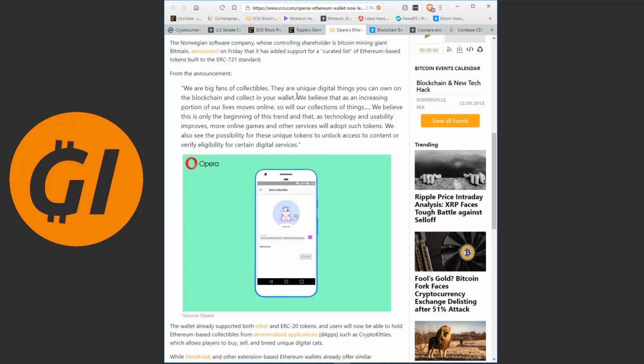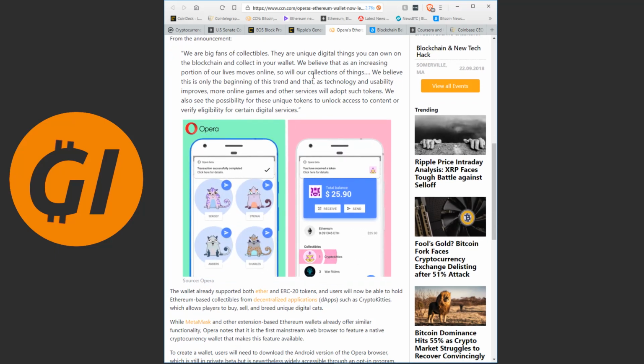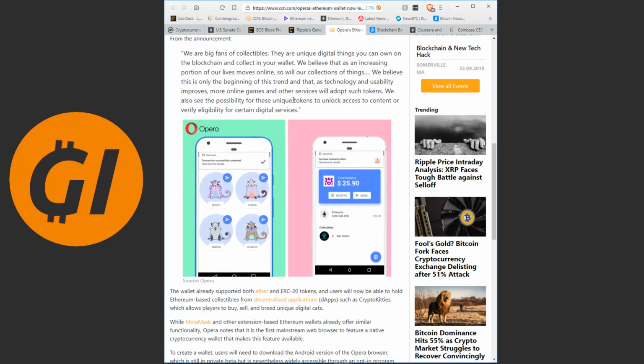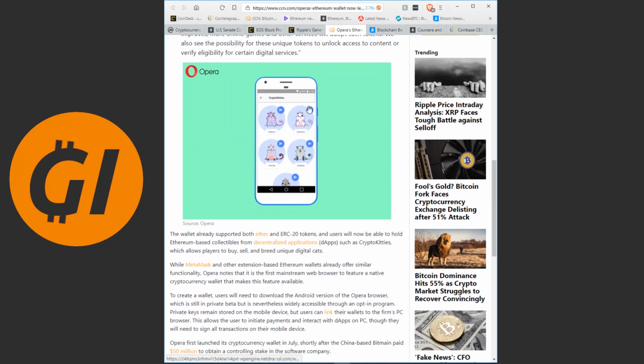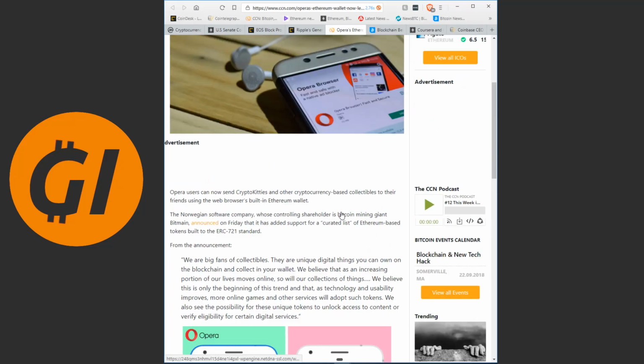Their announcement: "We are big fans of collectibles. They are unique digital things you can own on the blockchain and collect in your wallet. We believe that as an increasing portion of our lives moves online, so will our collections of things. We believe this is only the beginning of this trend, and that as technology and usability improves, more online games and other services will adopt such tokens. We also see the possibility for these unique tokens to unlock access to content or verify eligibility for certain digital services." Now their wallet supports Ether and ERC20 tokens already, and now they also support collectibles built on top of decentralized apps. This is very good to hear.